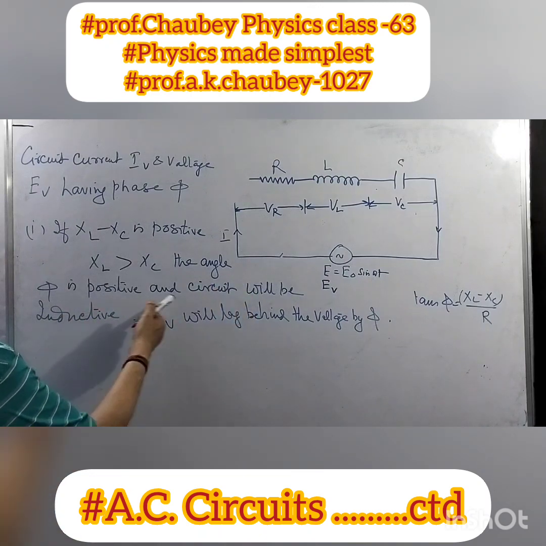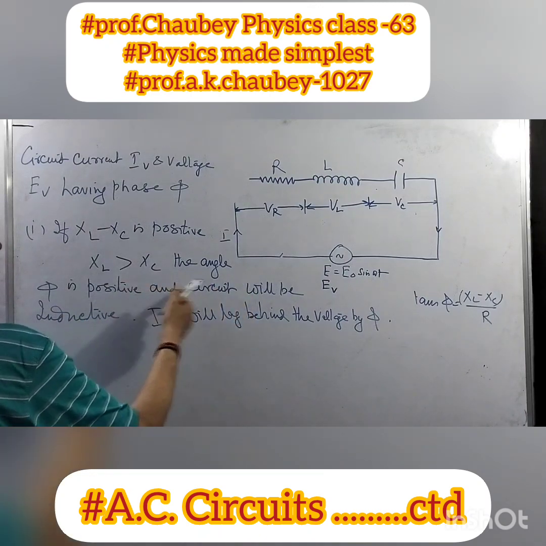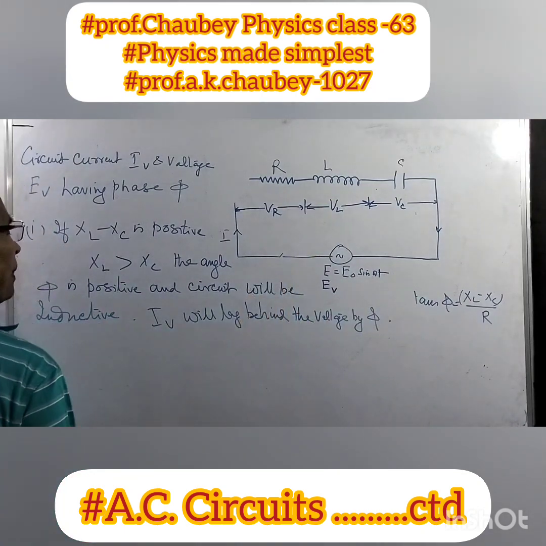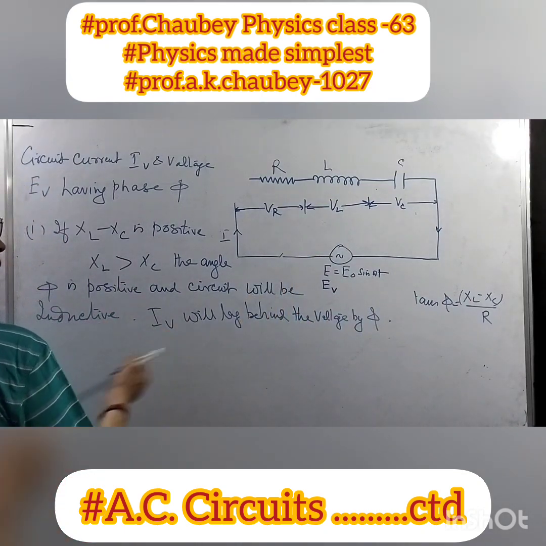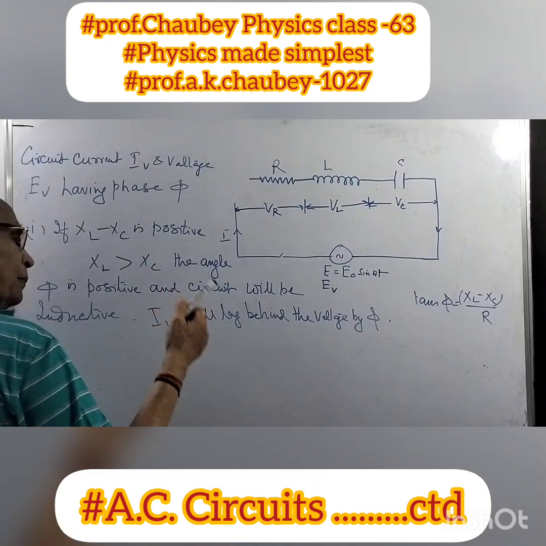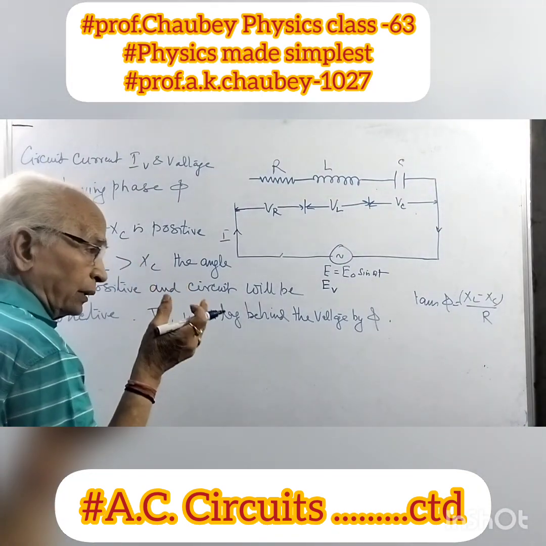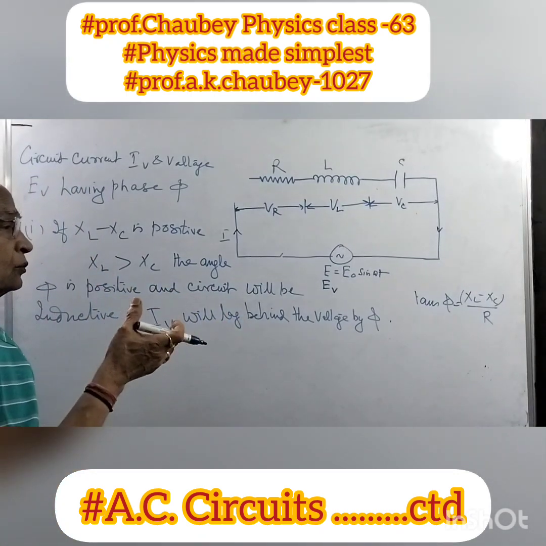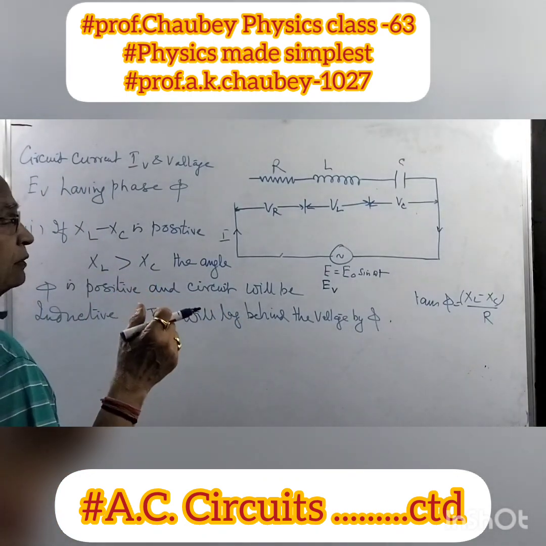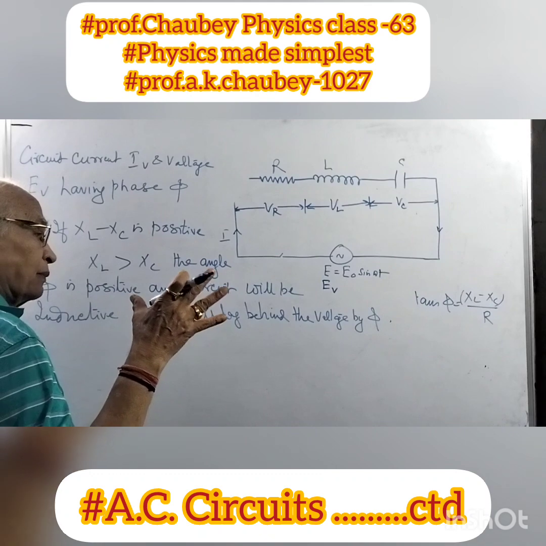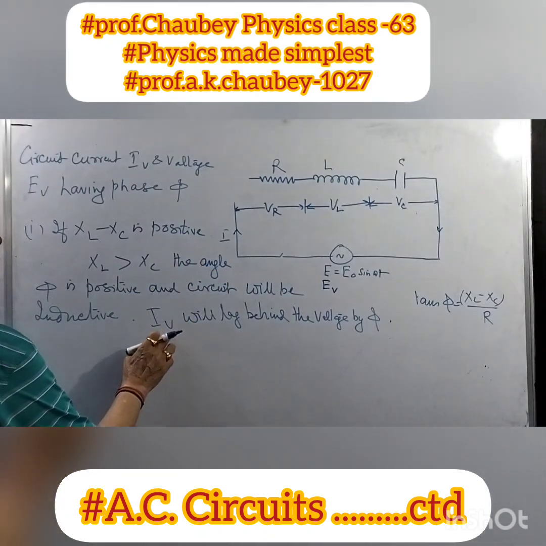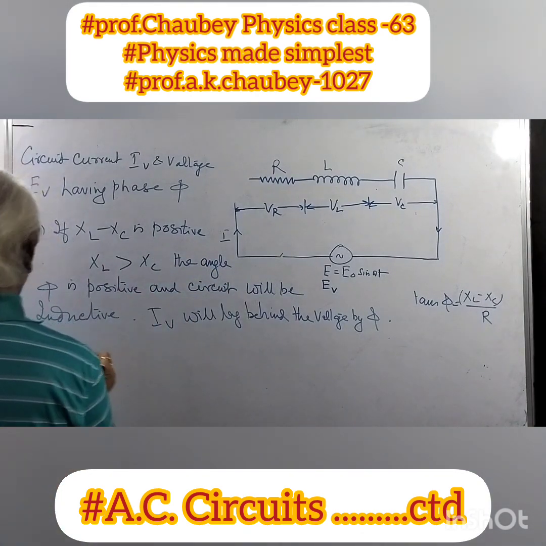So if XL is more than XC, in this case phi is positive. Phi positive means the current IV will be behind the voltage. That is, the inductance is more important here. Inductance is large, so that is the opposition. Back EMF is more, so the circuit will oppose the growth of current, and IV will lag behind.